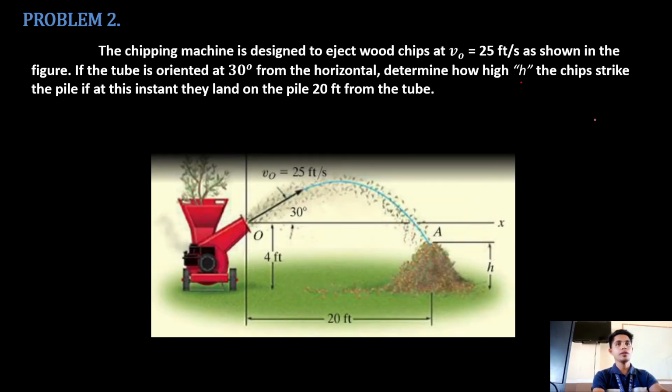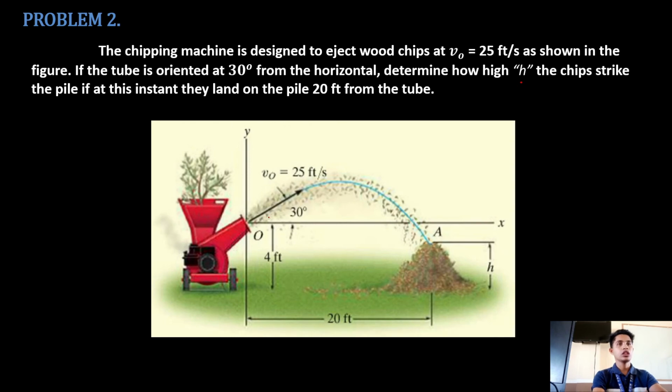So, drawing natin yung figure. Ito yung figure. Meron na tayong chipping machine, doon nilalagay yung wood. Siyempre, pag na-chip na yung ating woods, dito yung dadaan, so magkakaroon siya ng isang projectile motion. Ang hinihingi sa atin is yung height nito, which is yung h. Then, meron tayong initial velocity na 25 feet per second.